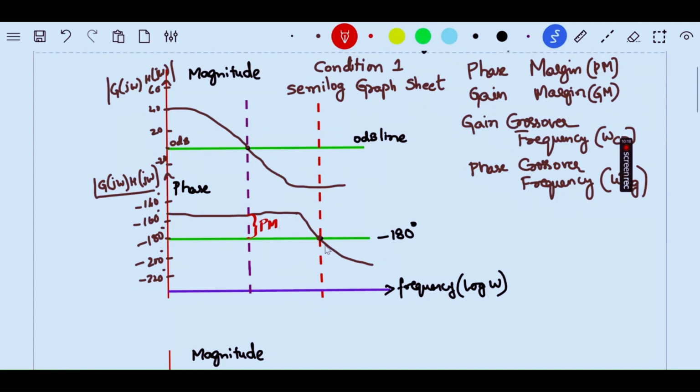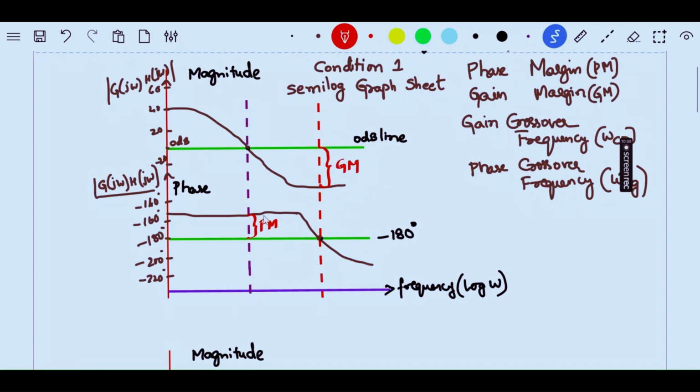Similarly, you have drawn a line from the minus 180 degree point upwards where it crosses the magnitude plot and the 0 dB line. The distance between that 0 dB line and this magnitude plot is the gain margin. This is the gain margin. Fine.